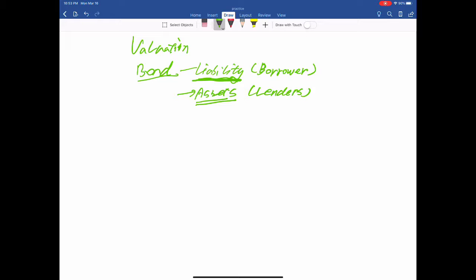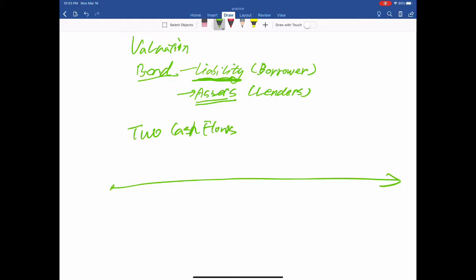Okay, so next, what's the bond and the cash flow of the bond? So there are two cash flows of the bond, or typical bonds. Okay, so if I use a time axis, this is now, present, 1, 2, 3, n minus 1, n. Okay, it depends on the two cash flows.